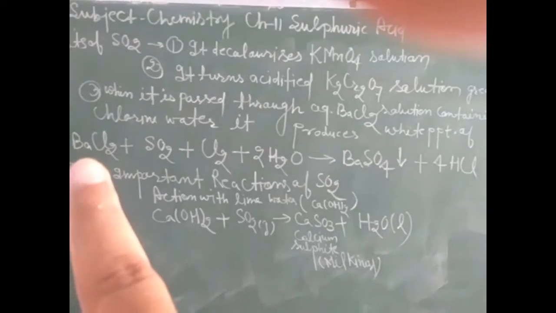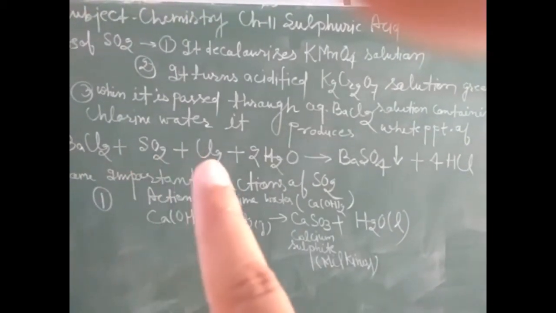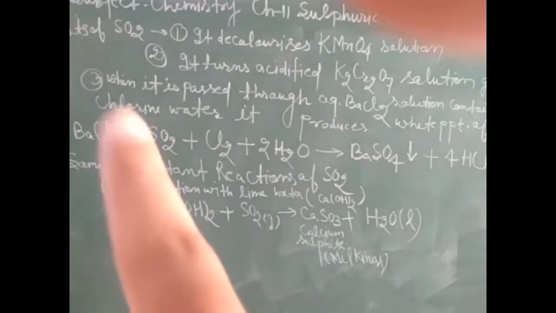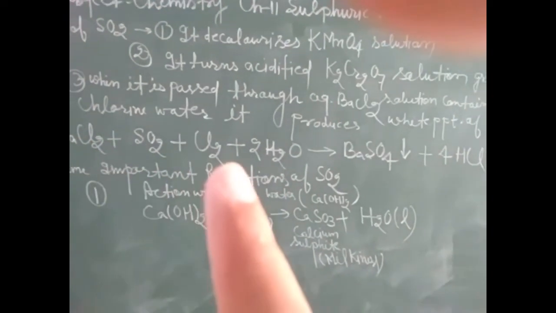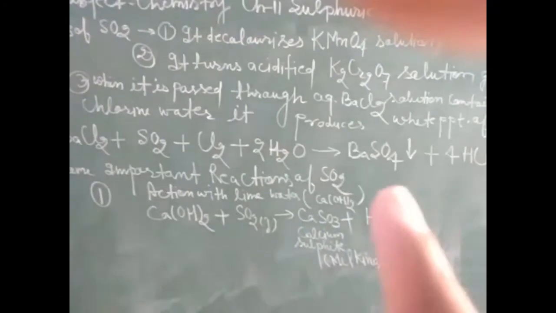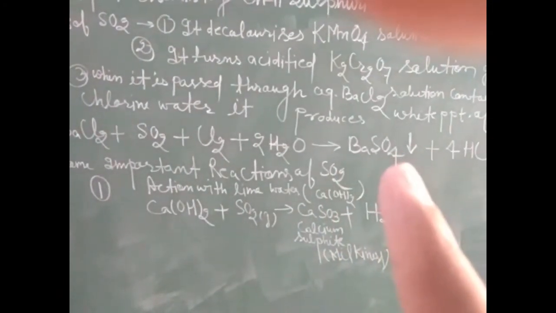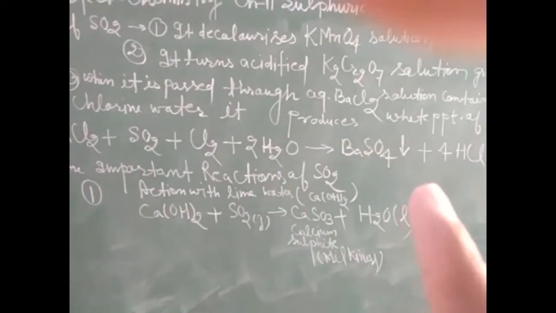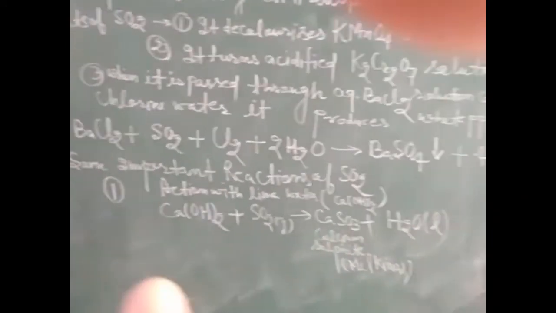When sulfur dioxide is passed in barium chloride, BaCl2, solution containing chlorine water, that is Cl2 and water, then a white precipitate of barium sulfate is obtained along with release of hydrogen chloride.